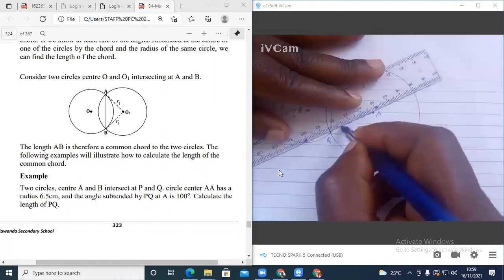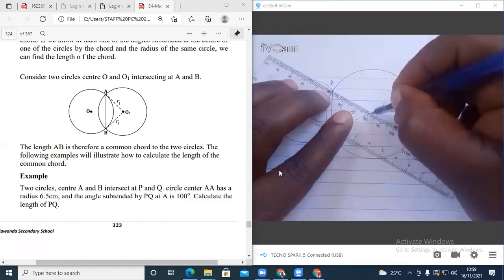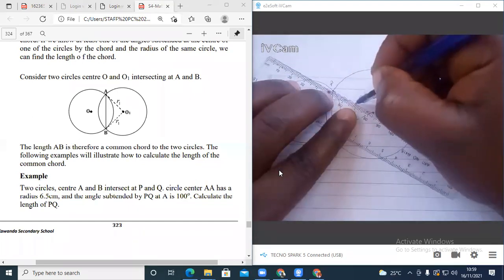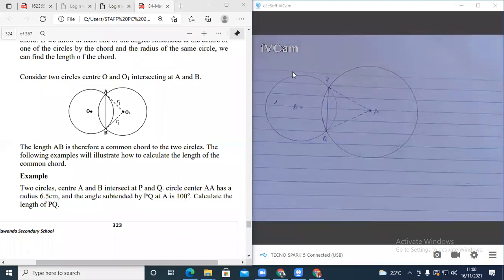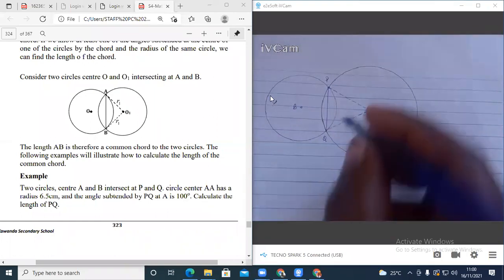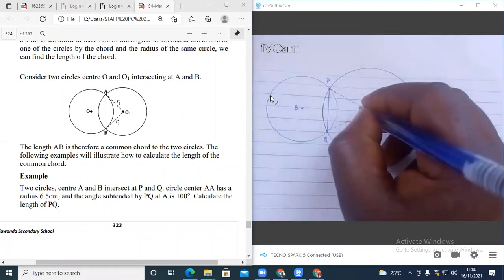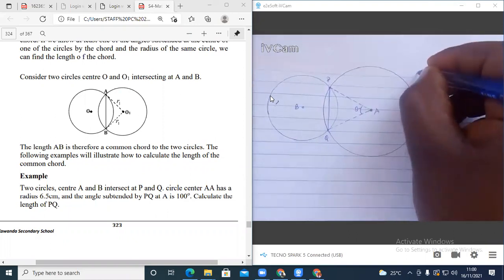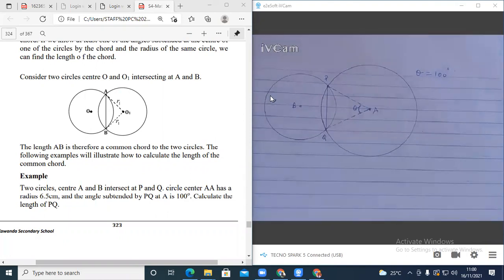In most cases it should be a dotted line, if you want to know that. And this one, this is PQ, also use a dotted line so that you have a difference, because you're using the same thing to write. So we have that. The angle at the center here is 100 degrees. I call it theta, and my theta here is 100 degrees. Okay.